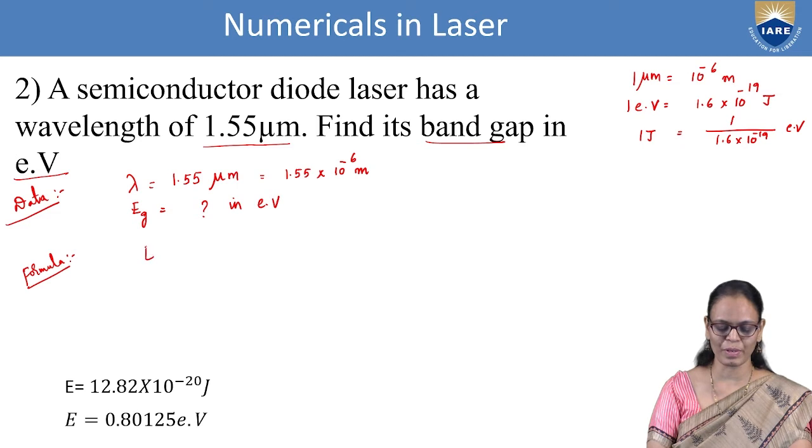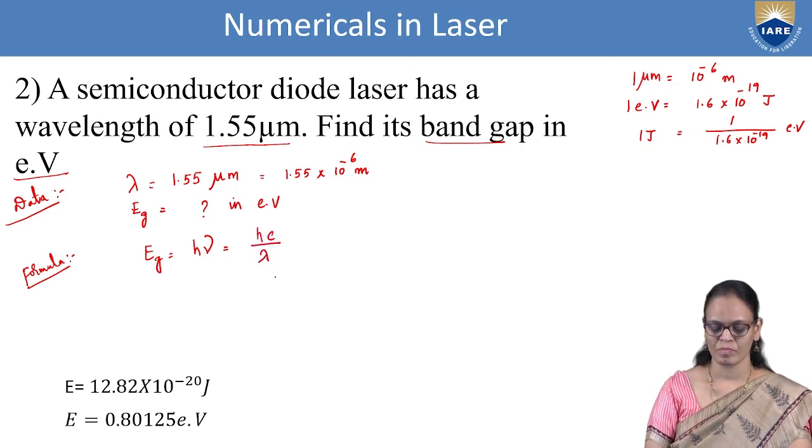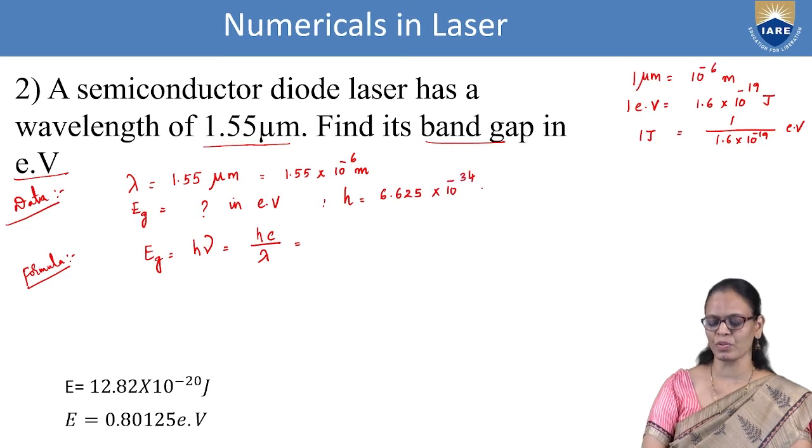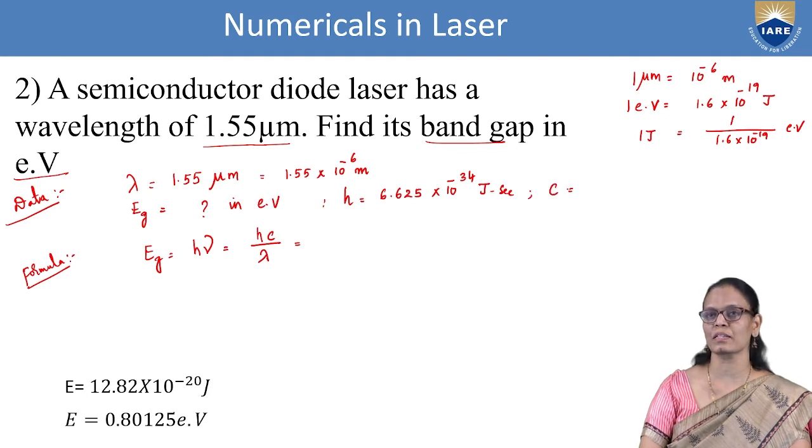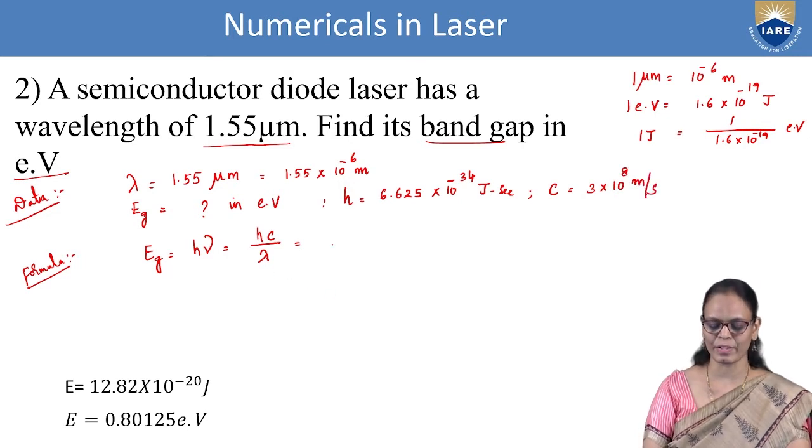We use the basic formula Eg is equal to h nu, that is equal to h c upon lambda. So we have the values here directly. The value of h is a constant, Planck's constant, 6.625 into 10 power minus 34 joule seconds. And the value of c, the velocity of light, 3 into 10 power 8 meter per second. So substitute the values here.